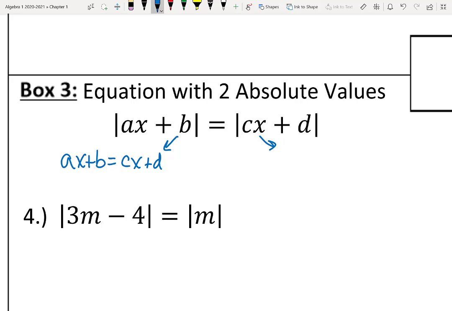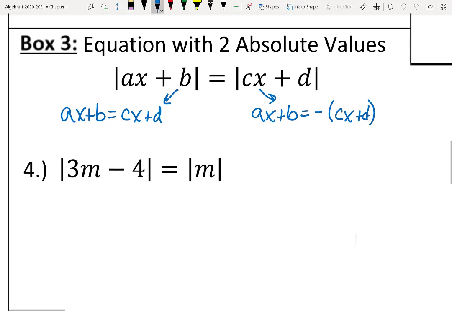But when you go to the other side, I do still have to flip the sign of one of those 2 sides of my absolute value. And in this case, if I'm going to flip the sign of cx plus d, I have to be careful with that and not just change the cx, but I have to change both of those. I have to change the sign of the whole parenthesis. So some of them are a little bit more simple.